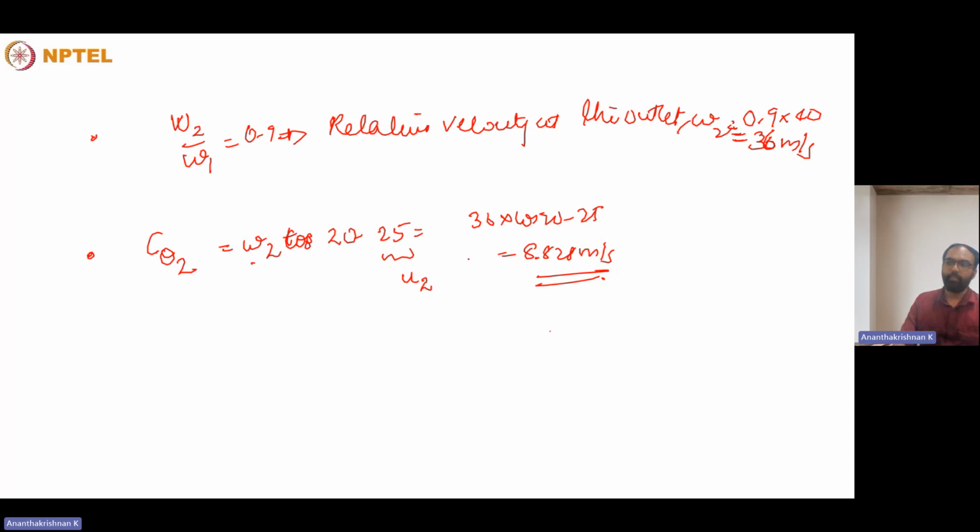So we determine the tangential component of the actual velocity at exit. We know the tangential component of the actual velocity at the inlet. We also know the peripheral velocity. So we can determine the hydraulic efficiency in the case of Pelton turbine.